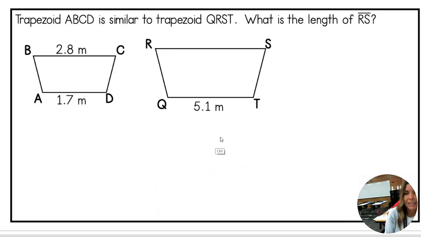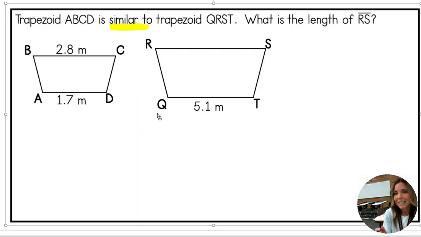Okay, let's try it with trapezoid. It says trapezoid ABCD is similar. Anytime you are given information that two figures are similar, you know that there is a scale factor involved, because if they're similar, their side lengths are proportional, which means the ratios of their corresponding sides are equal.